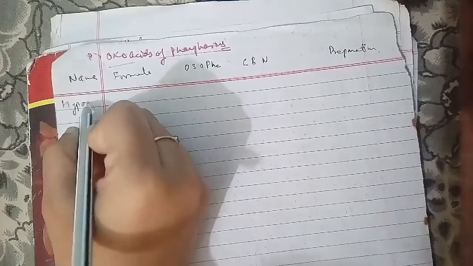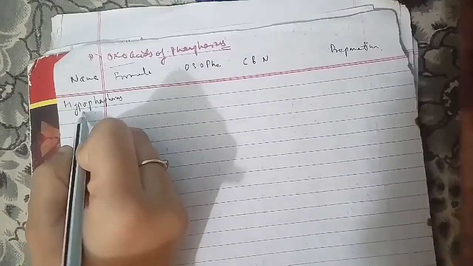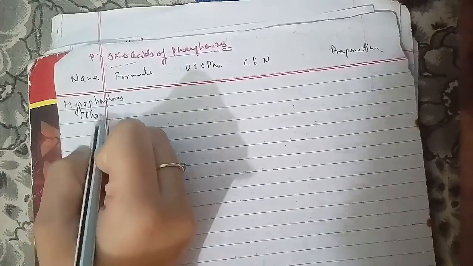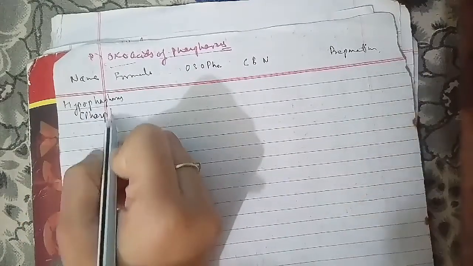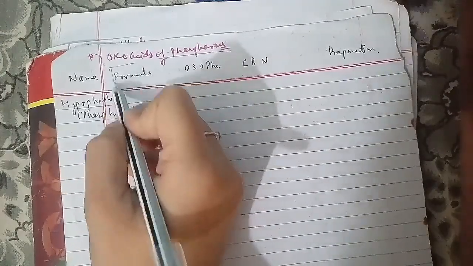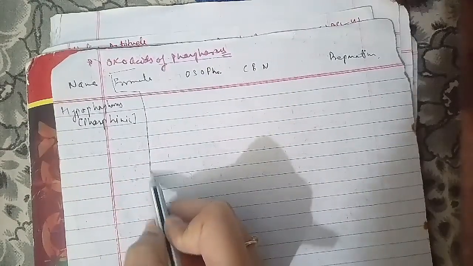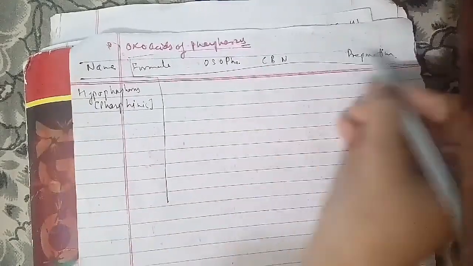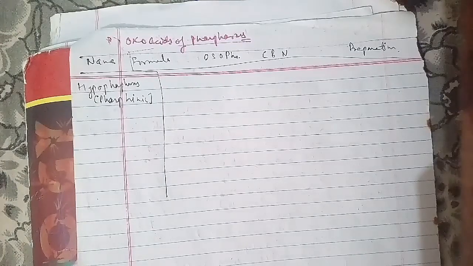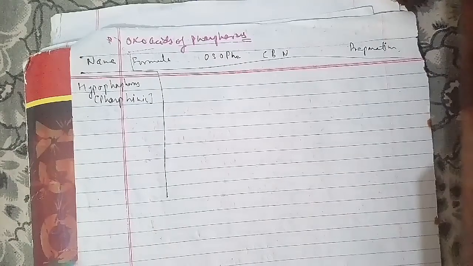Okay, so next, the formula for this is H3PO2. On the oxidation state of phosphorus, we have +1.